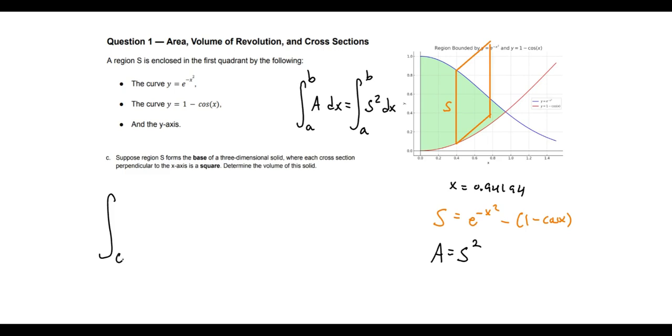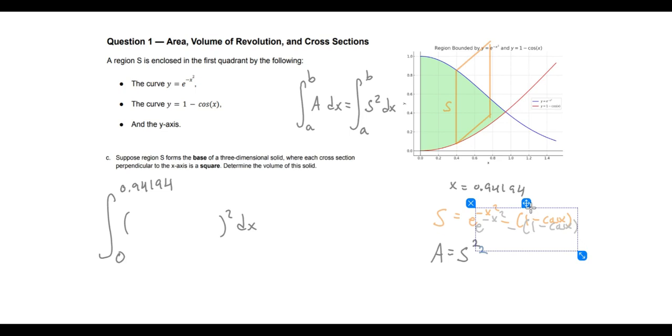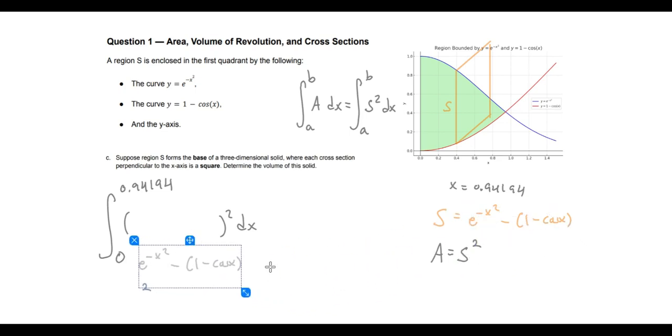So we're going to have the integral from 0 to 0.94194. And then it's going to be S squared, like this. Put the parentheses, leave a blank space, and square it. Then come back and figure out what S is. Take this and plug it in. So let's see here. Did I give myself enough room? Just barely. There we go. That's better.